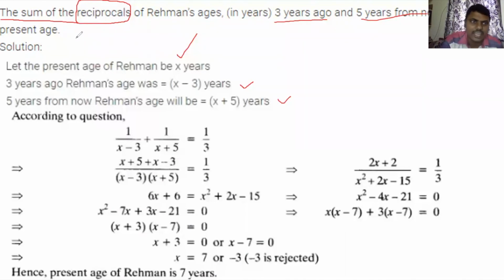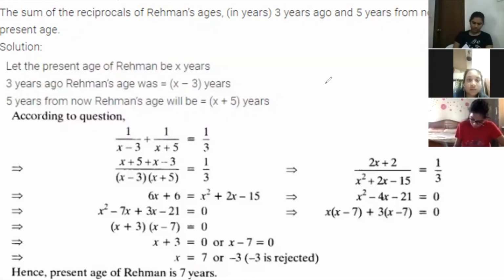Now they said sum. Sum means addition, that is plus. Reciprocals, that's why 1 by x minus 3 plus 1 by x plus 5 is equal to 1 by 3. Is it clear, Sidra? Yes. Sir, I didn't understand how we got 1 by 3. The first step. 1 by 3, very good.